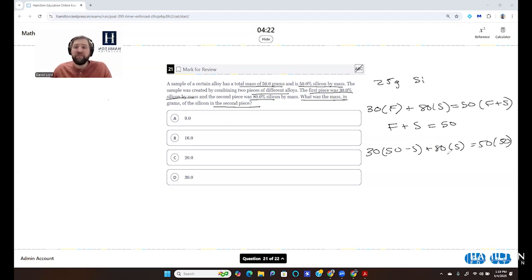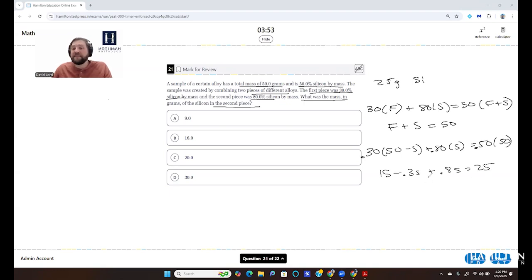Once again, we could have made these all decimals, and it could make the number smaller. Actually, let's just do that. Might as well. 50% becomes 0.5, 80% becomes 0.8, and 30% becomes 0.3. All right, so 30% of 50 is 15 minus 0.3 S. 80% times S is going to be 0.8 S, and 50 times 50, half of 50, is going to be 25, which we found earlier.